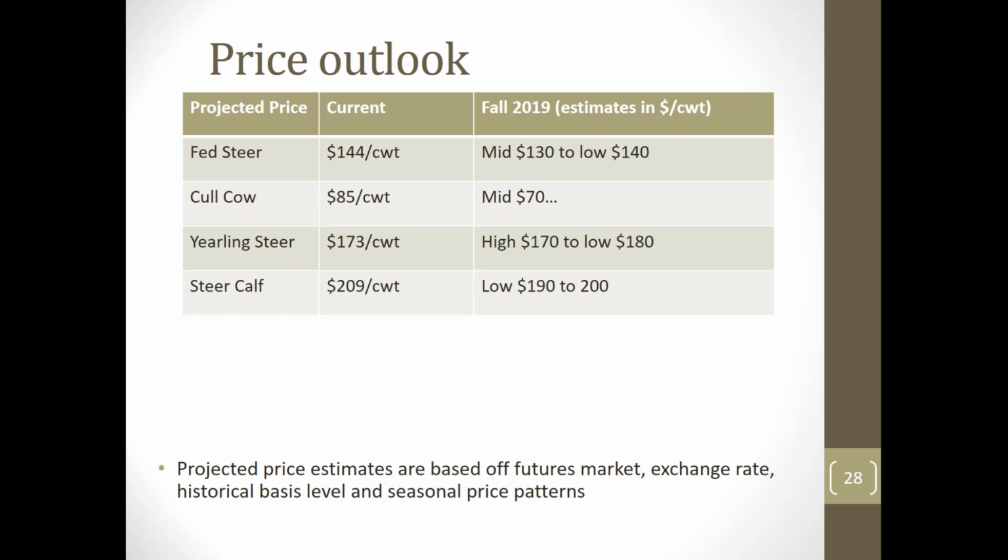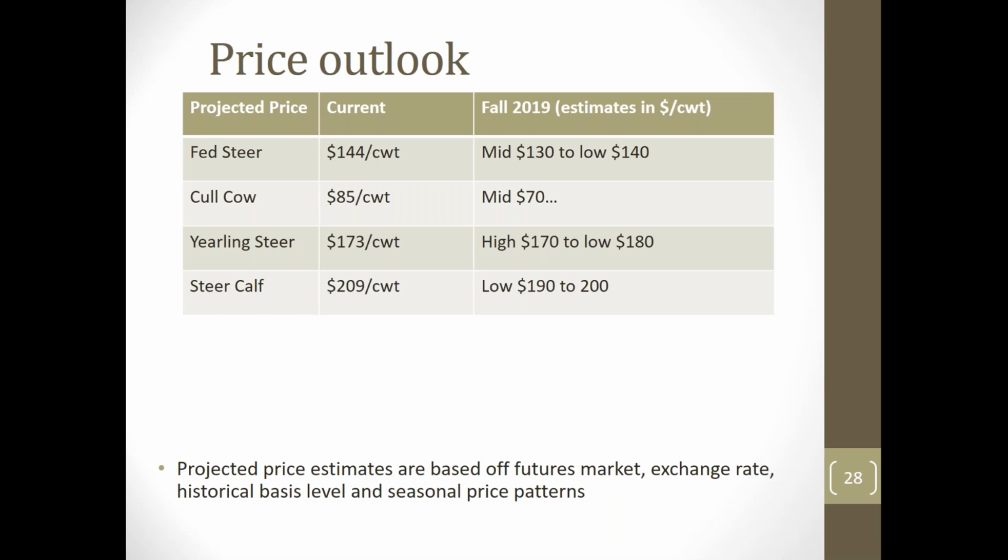On the yearling steer side, we were at 173 last week. Right now, based on where the futures are and average basis levels, we see those prices in the high 170s to the low 180s. There's going to be some play in all these numbers based on if we continue to see that dollar strengthen, and also if we see some change in the basis levels.